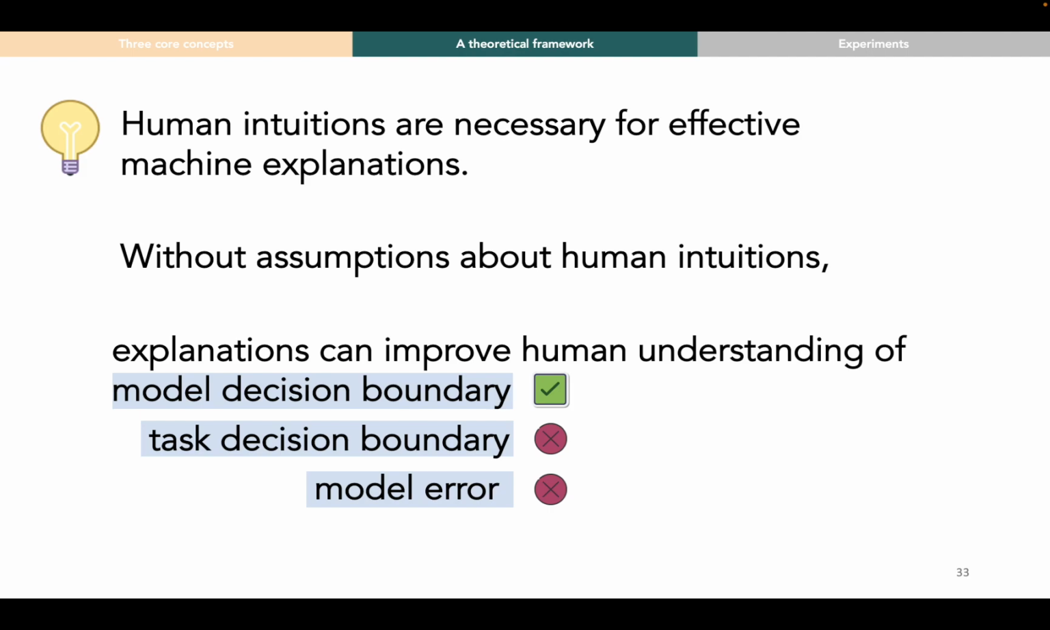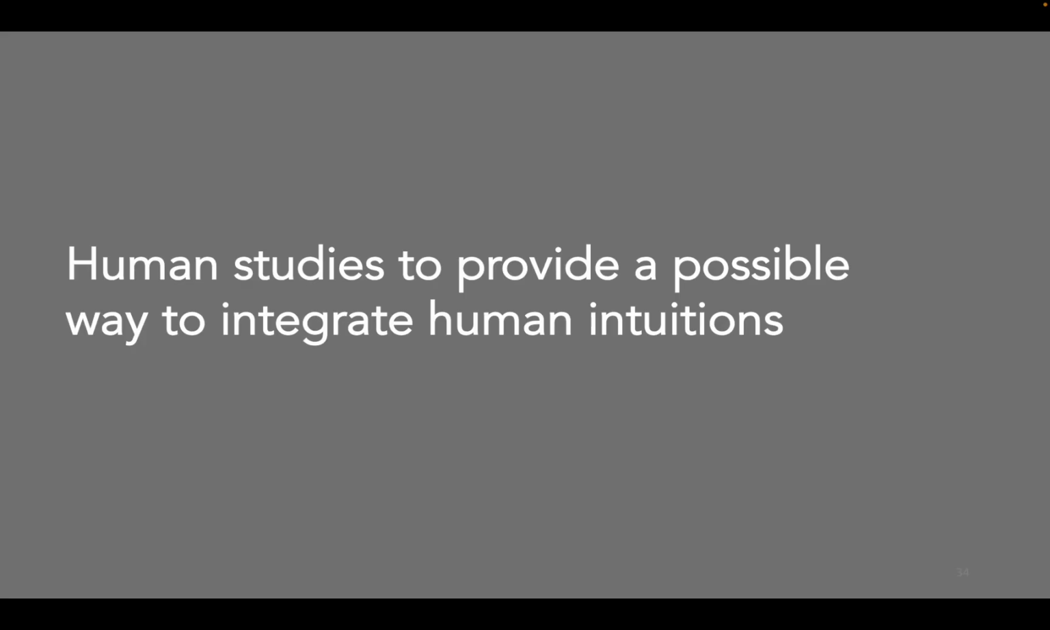For the third part, we designed human studies to demonstrate how our framework can inform the analysis of human-AI interaction. We illustrate a possible way to incorporate human intuitions in the experiment designed to discuss possible situations and mechanisms in which explanation can be beneficial. Please check our paper for more details regarding the experiments.